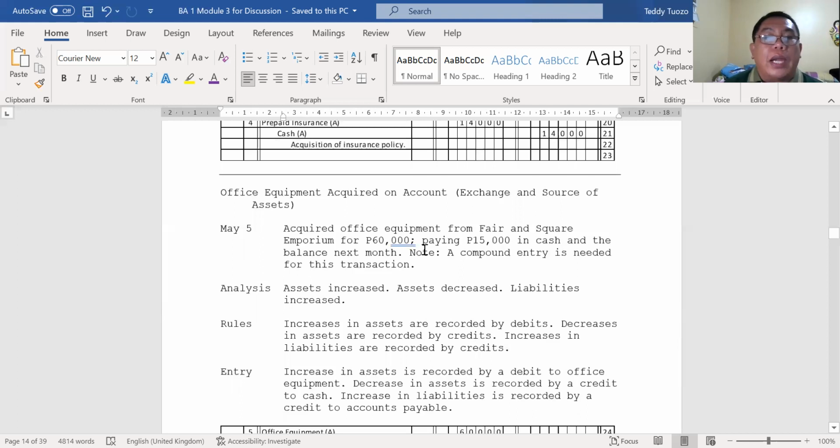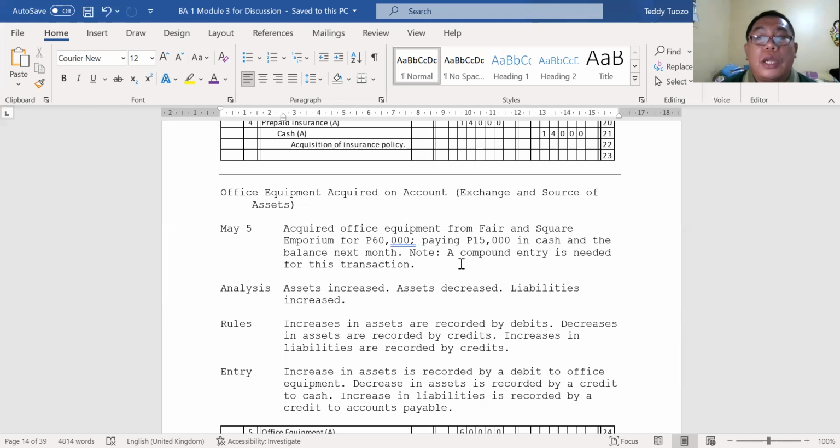Next, acquired office equipment from Fair and Square Emporium for 60,000, paying 15,000 in cash and the balance next month. So note the compound entry needed for this transaction, because there will now be one debit and two credits. When you acquire equipment, the value received there is the office equipment. So it's an asset. Since the asset here is increased, the entry to office equipment is a debit entry.